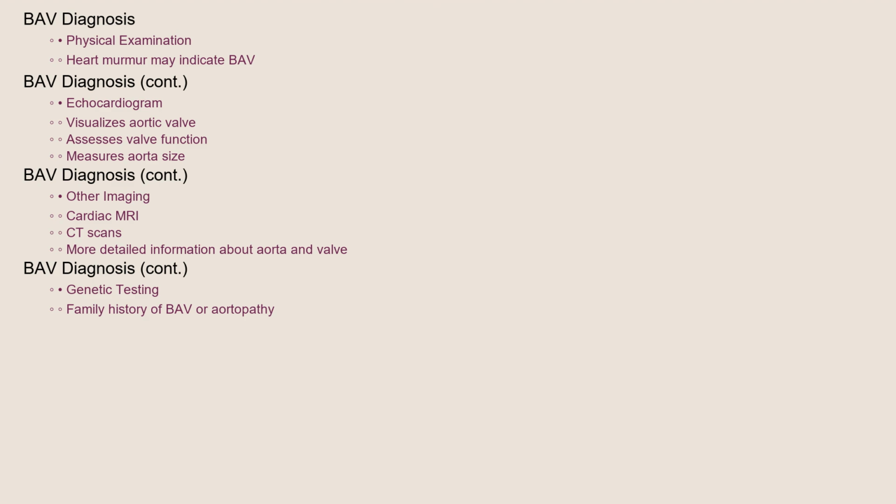Diagnosis typically involves a combination of physical examination and diagnostic testing. A heart murmur detected during a physical exam may raise suspicion for BAV. An echocardiogram, which uses sound waves to create images of the heart, is crucial for visualizing the aortic valve and assessing its function, as well as measuring the size of the aorta. Other imaging techniques, such as cardiac MRI or CT scans, can provide more detailed information about the aorta and valve. Genetic testing may be considered in some cases, especially if there is a family history of BAV or aortopathy.